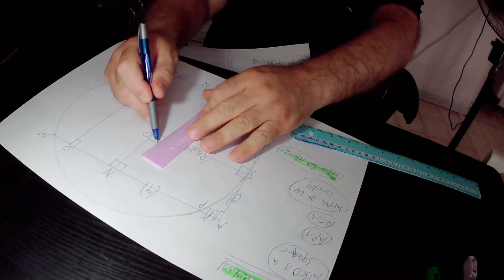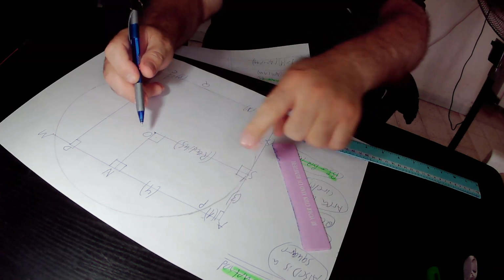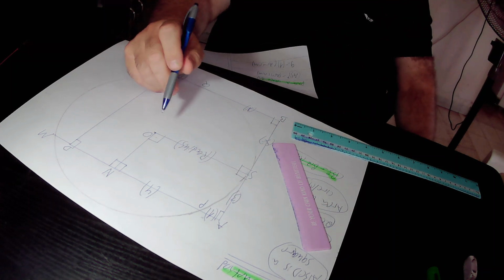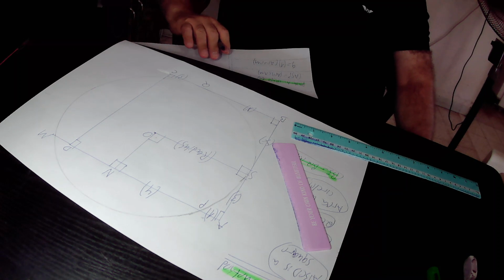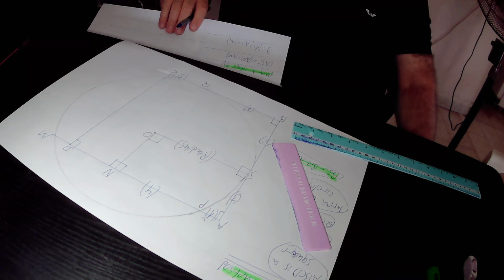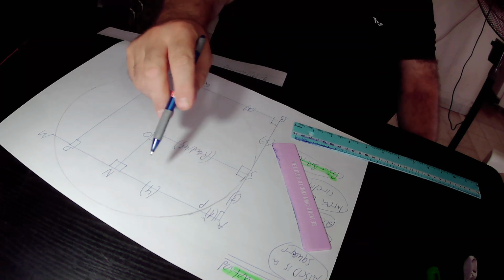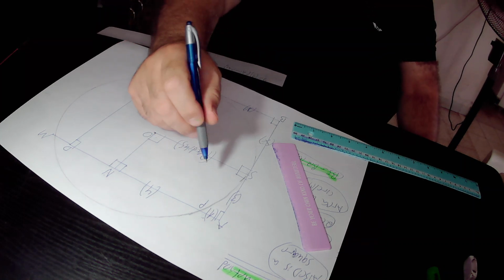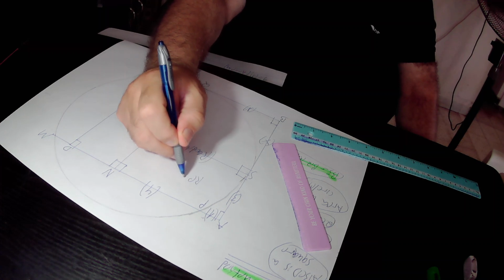So inside quadrilateral ANOS, we have 4 right angles. And according to rule 5, any quadrilateral that has 4 right angles must be a rectangle, not a square. So we know quadrilateral ANOS is a rectangle because it has 4 right angles.